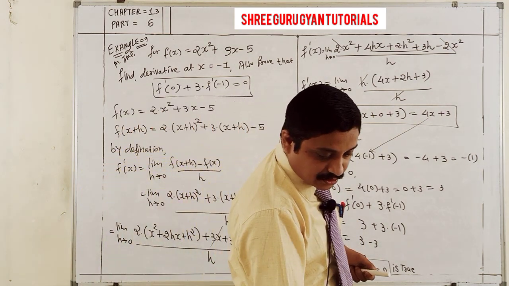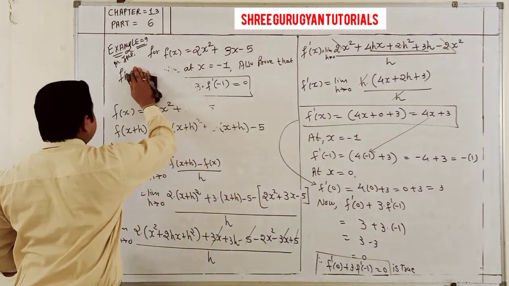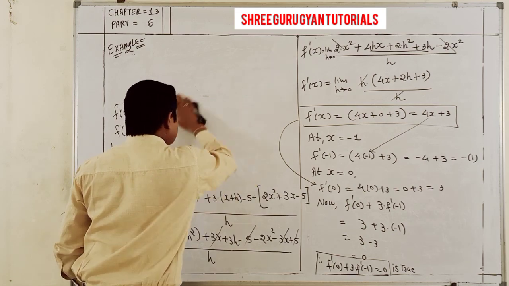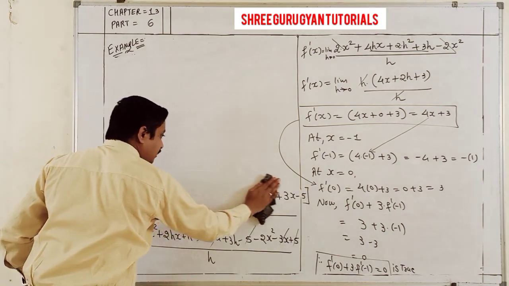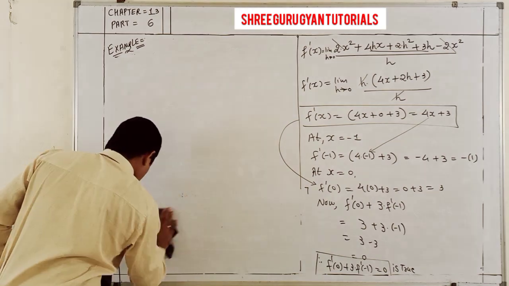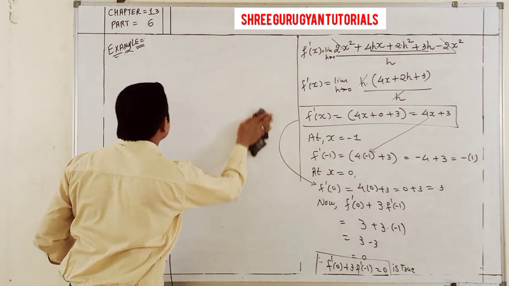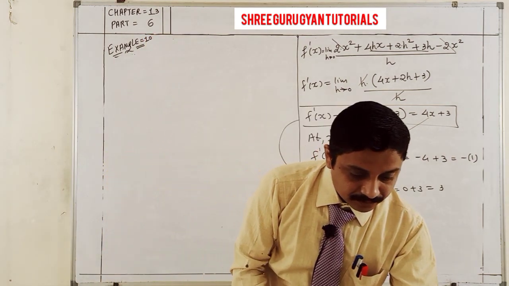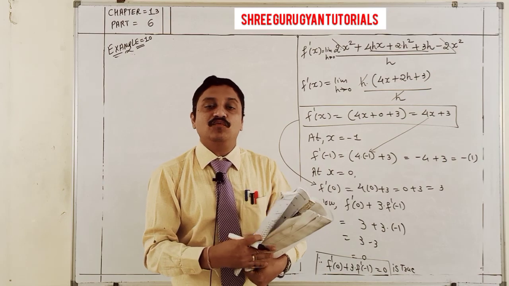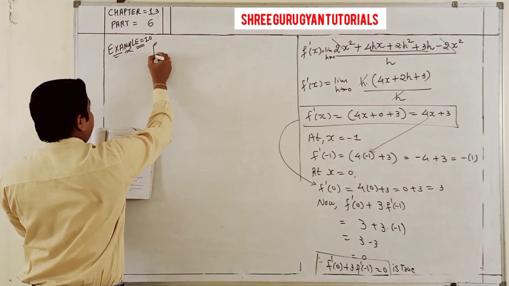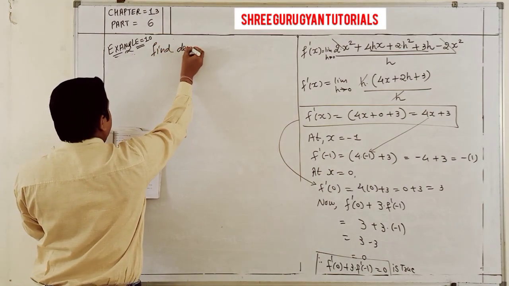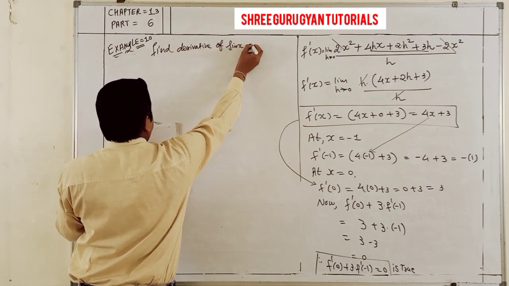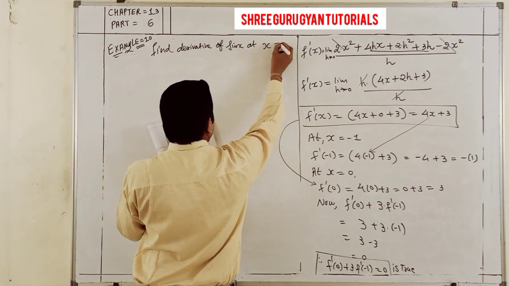Done. Now I continue. Example number 10, also very easy and very simple. The question is in the 10th example: find the derivative of sin x at x = 0.